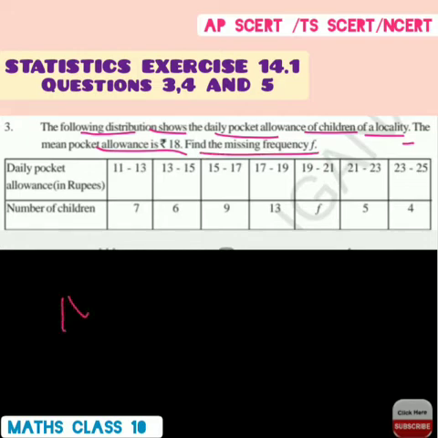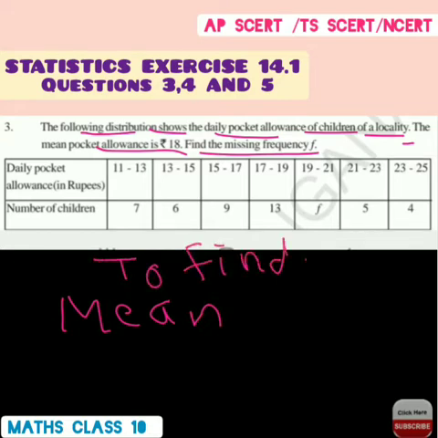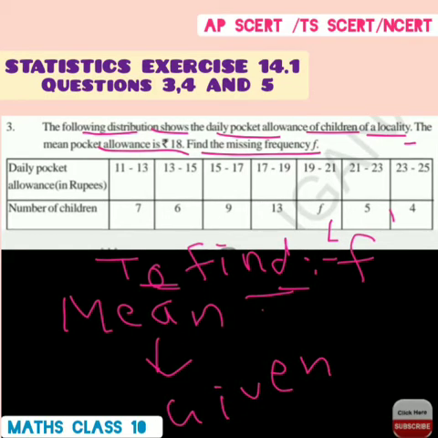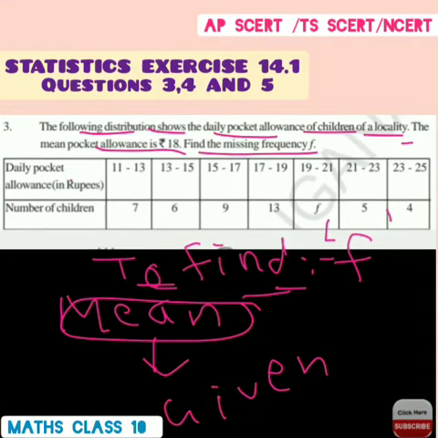In general, we always have to find out the mean, and all the values of frequency will be given. But in this question, the mean is given and we have to find out the missing frequency. So it is the opposite. Let us use the mean formula only, because the mean value is given and the same two columns are given here, daily pocket allowance in rupees and number of children.